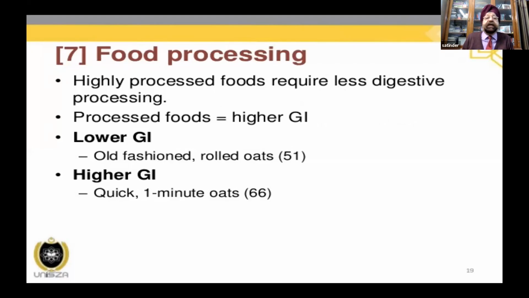Food processing: highly processed foods require less digestion, and they raise the glucose directly and quickly. Whereas non-processed foods would not have a very steep rise in glucose, and that would be very good, lowering the GI. Old-fashioned rolled oats were good because they were non-processed, and the commonly available quick one-minute oats are totally processed, and the GI varies, 51 to 66.